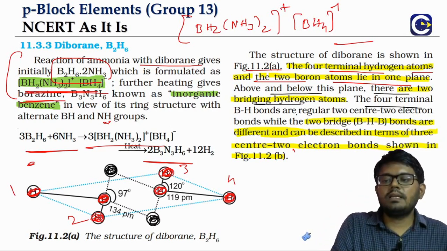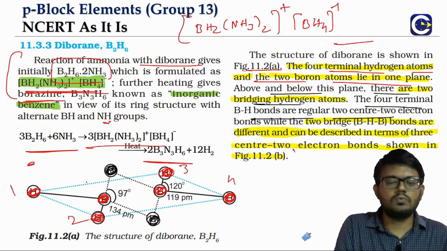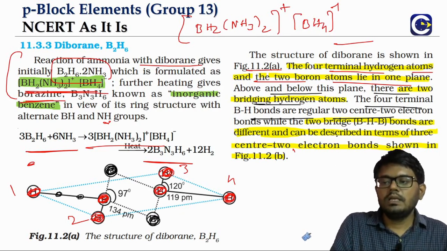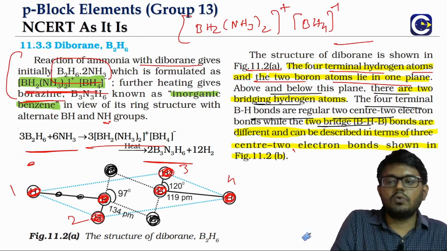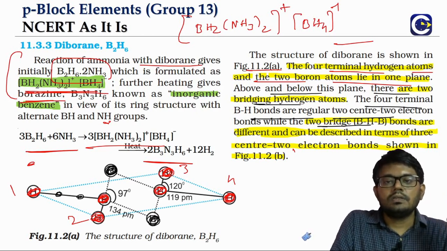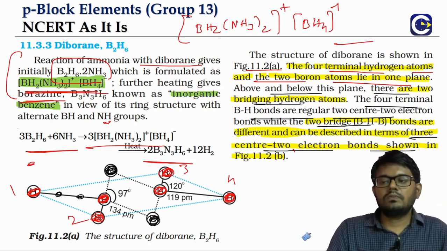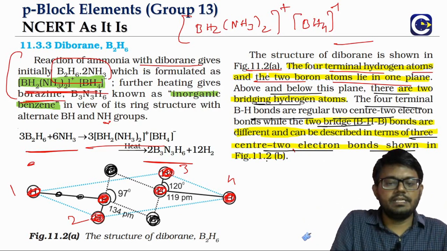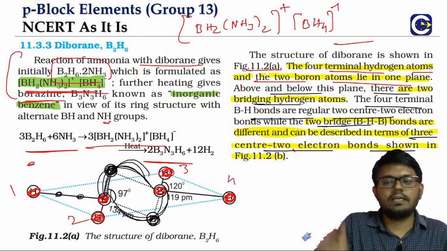The 4 terminal BH bonds are regular 2-centered 2-electron bonds. Means what? 1 electron is given by boron, the other is given by hydrogen. The bridge is actually not the normal bonding, it is the unconventional 3-centered 2-electron bond. So the BHB bridge, you can see here, it is the unconventional 3-centered 2-electron bond.